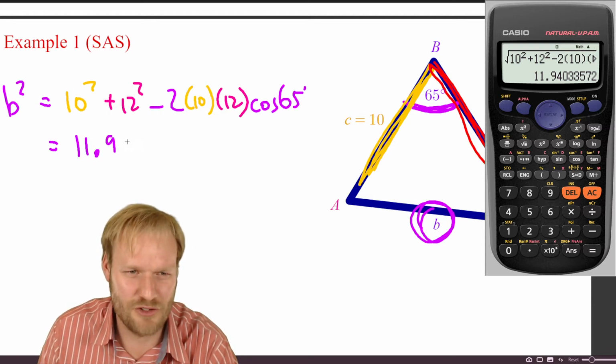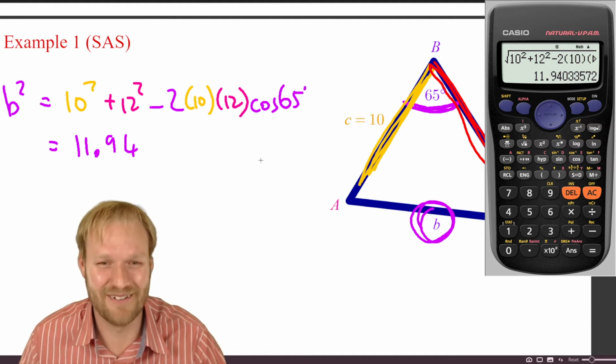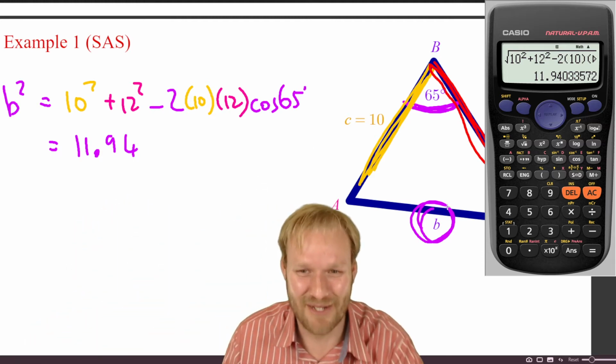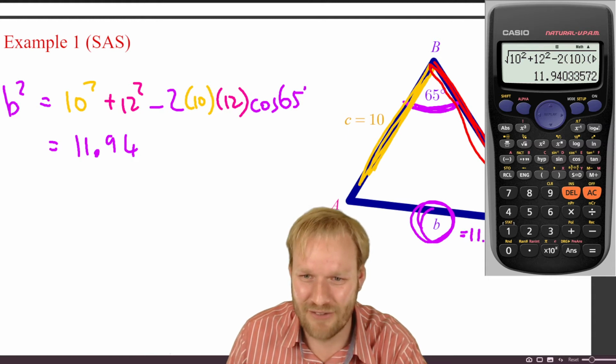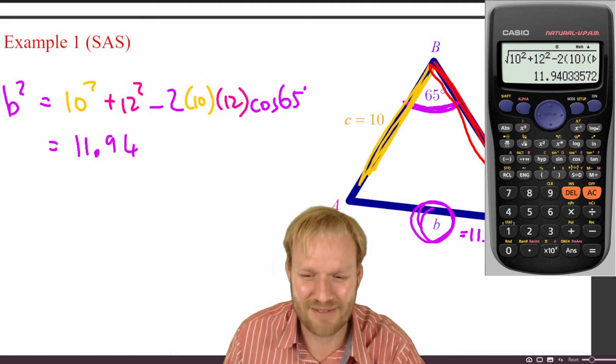Today, let's go for 2 decimal places. Why not? I'm sure you rounded off differently, but that doesn't really matter. So, 11.94. Let's double check my rounding, because I made that mistake the other day. Okay.